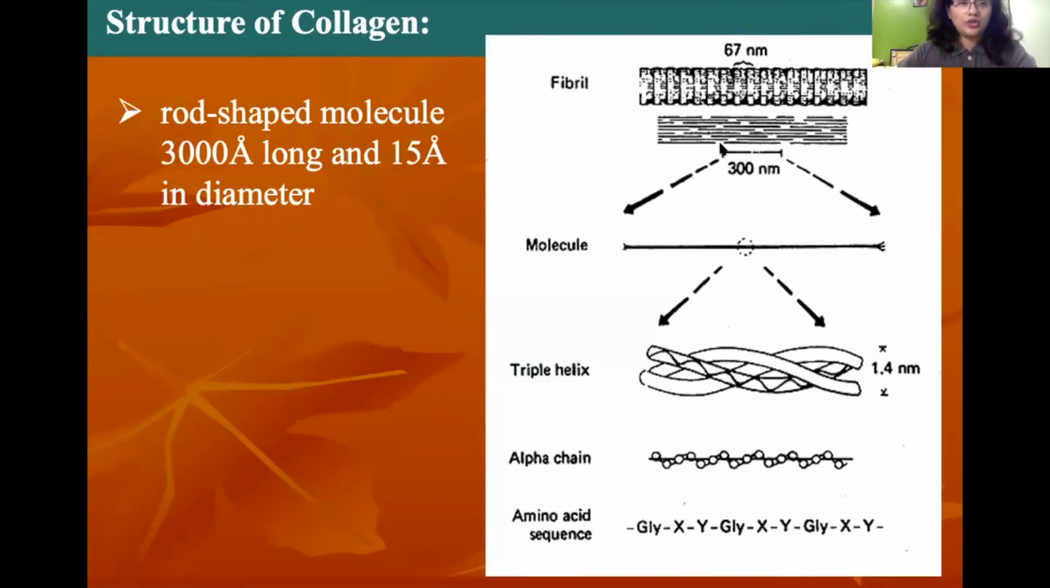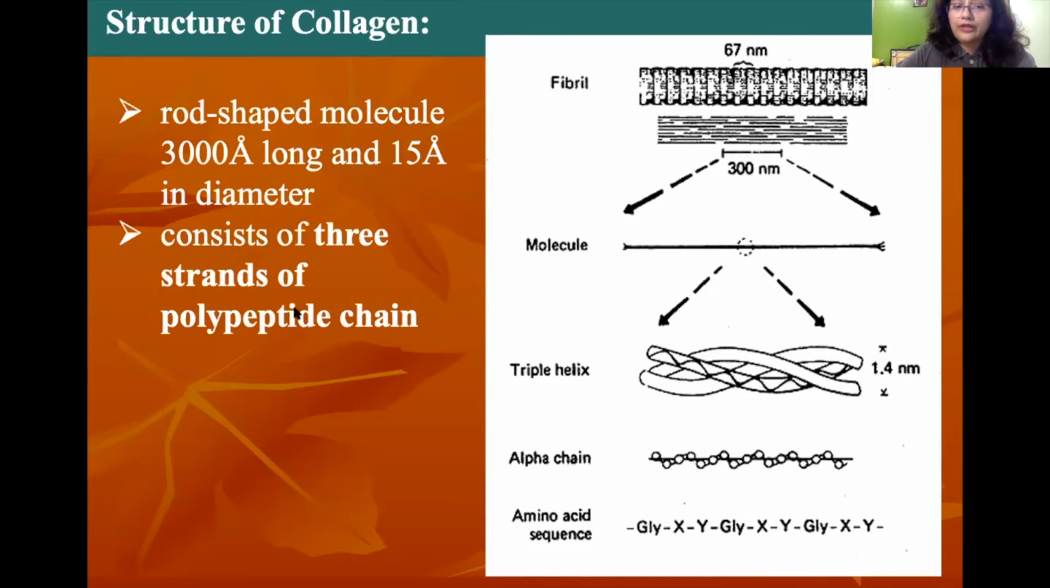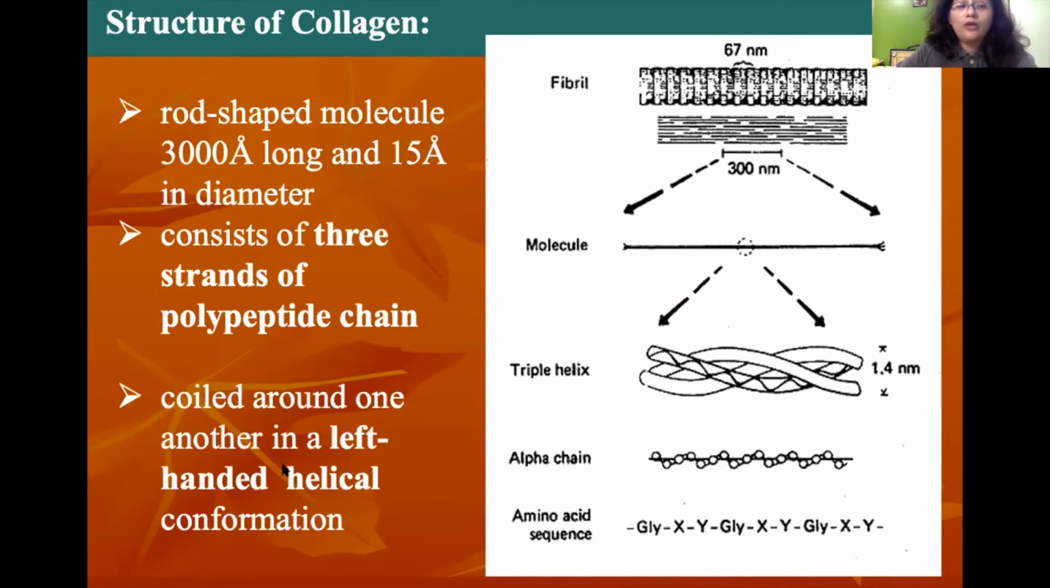Now let's see what the structure of the collagen is. Initially, the collagen fibril is made up of collagen fibers, and this collagen fiber is made up of collagen molecules, each 300 nanometers long and 15 Angstrom units in diameter. Now let's see how this collagen molecule is made up. It actually consists of three strands of polypeptide chain. Here you can see these three strands of polypeptide chain, and they are interwoven with each other. What is special is they are coiled around one another in a left-handed helical conformation. So this is the triple helix structure of the collagen.